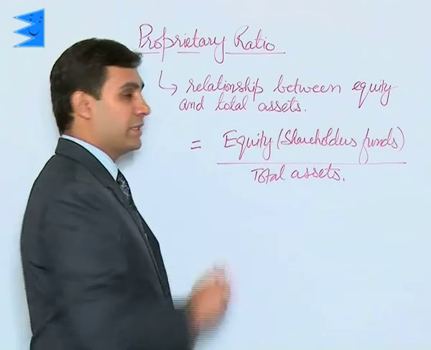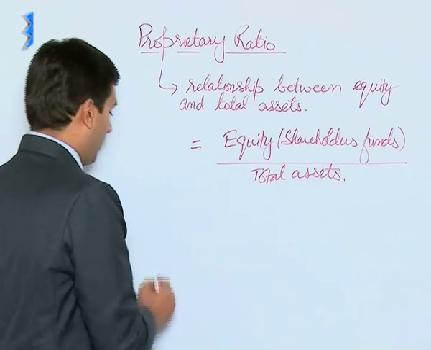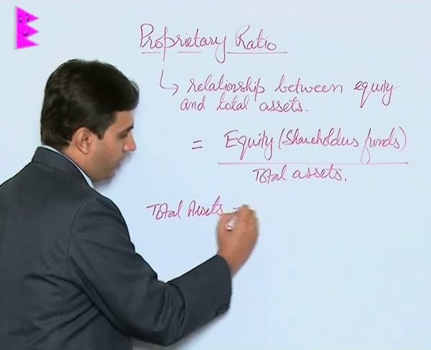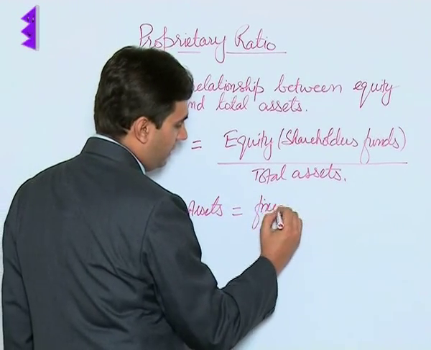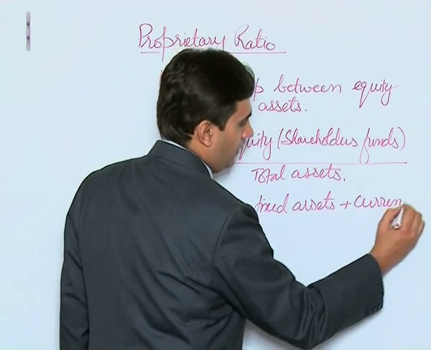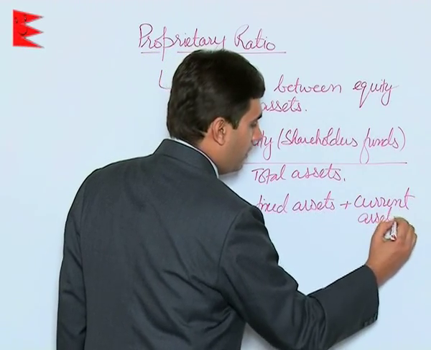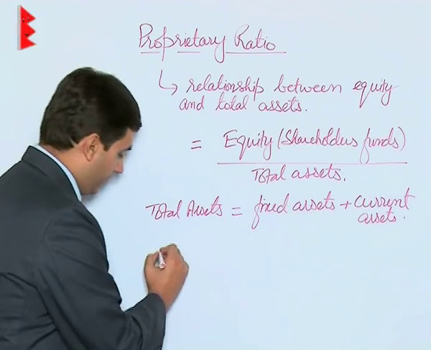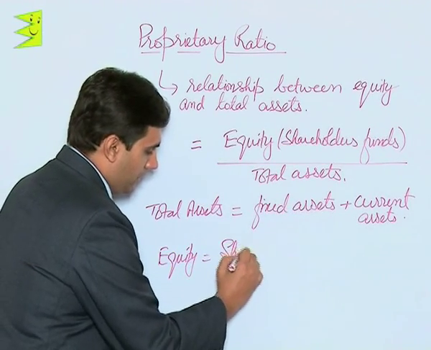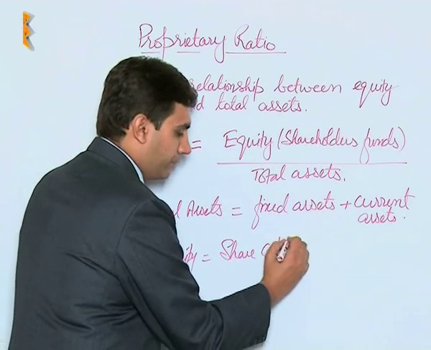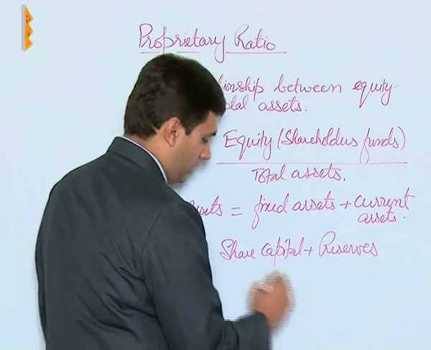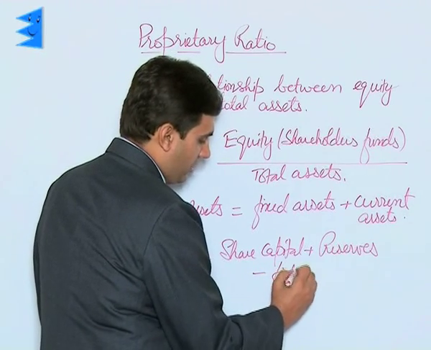Now, coming to the components, how do we calculate these? We all know that total assets are equal to fixed assets plus current assets, and equity, that is shareholders' funds, is equal to share capital plus reserves that belong to the shareholders minus fictitious asset.